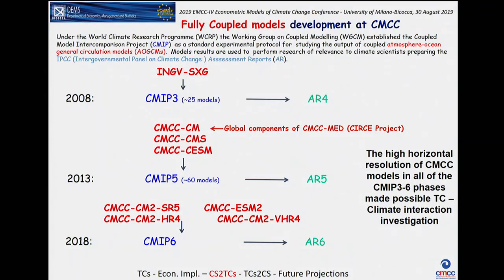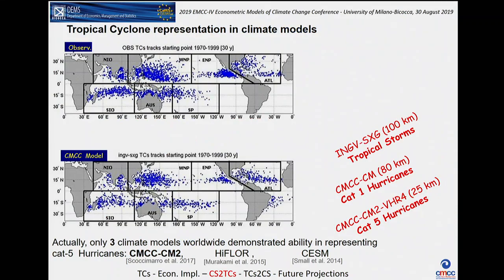Anyway, the general circulation model in CMCC-III started to be able to represent structures similar to tropical cyclones. We didn't have category 1 typhoons or hurricanes, just small, less intense structures. But then going to CMCC-V, we had category 1 typhoons, and then category 5 in the last version of the model at 1/4 degree, at 25 kilometers.